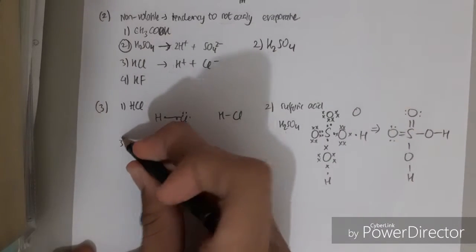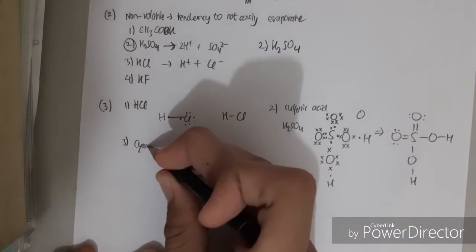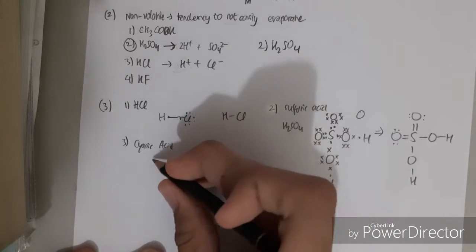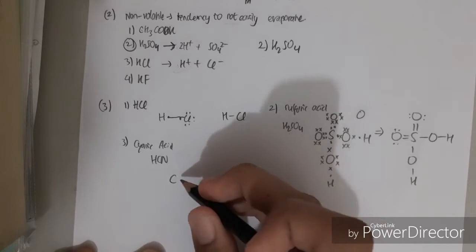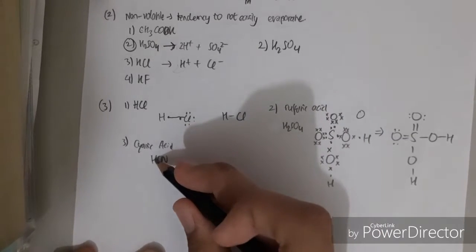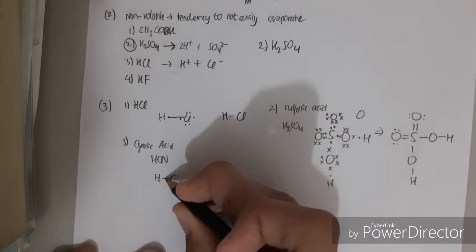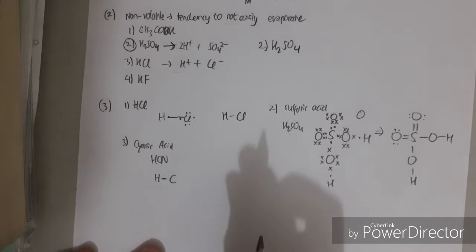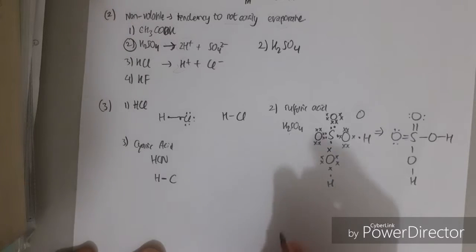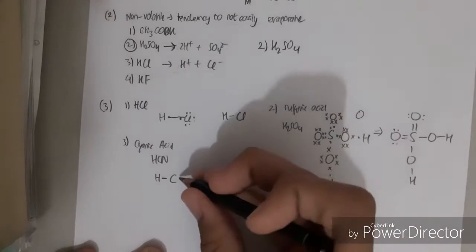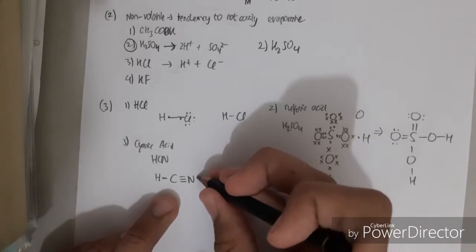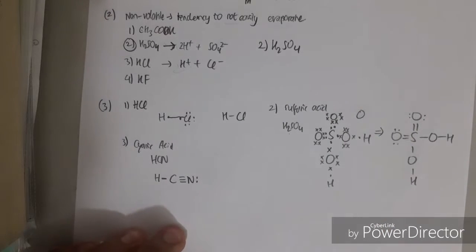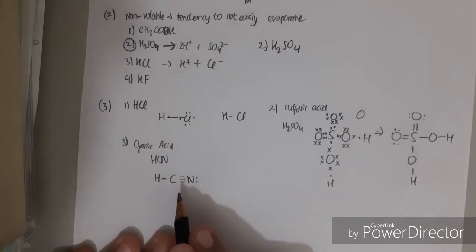Then look at the third option, which is cyanic acid. Do you know what cyanic acid is? It's actually HCN. Then C has 4 valence electrons, while H has 1. So we can make that a single bond. And nitrogen actually has 5 valence electrons, and 3 of them are triple bonded to the carbon and it has 1 lone pair. So this is a triple bond, and thereby this is the answer.